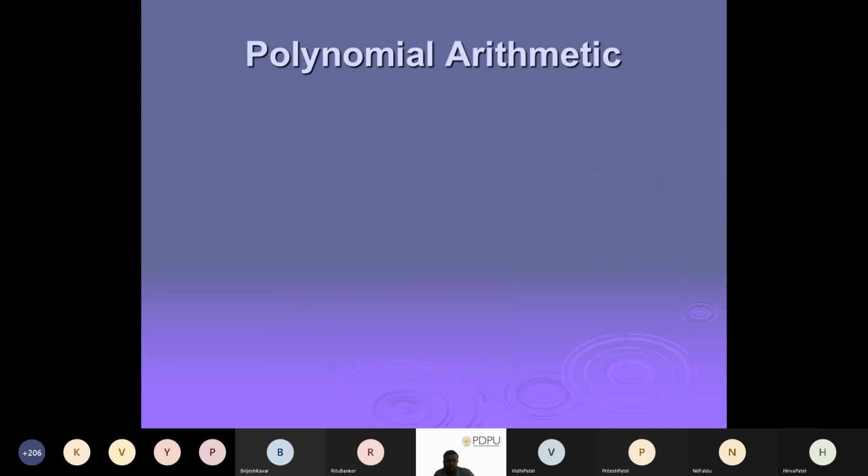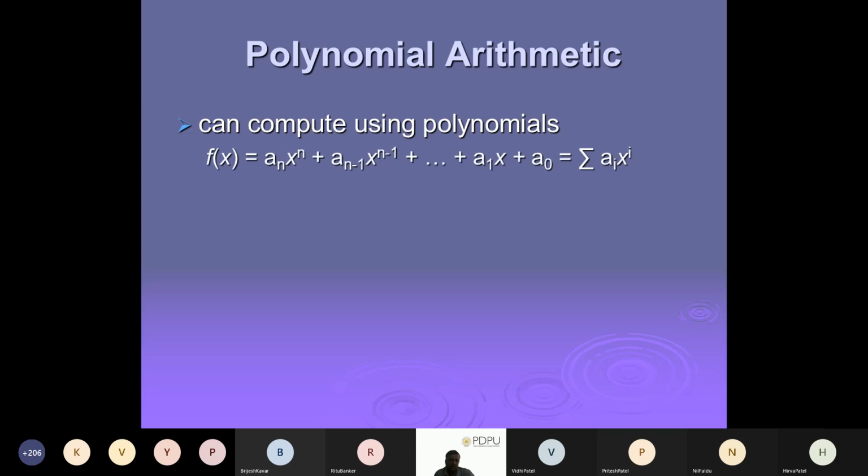Now we are going to the next one. This is what we call polynomial arithmetic. Look at the general equations. I think in your maths you may have encountered these equations. We have some functions with a certain degree of polynomial.